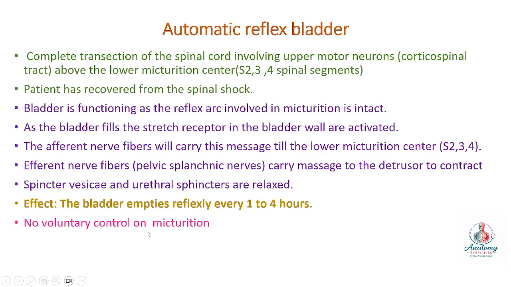There is no voluntary control on micturition. So the bladder is acting automatically, as if it is automated. The reflex arc is intact. So whenever the stretch receptors in the bladder wall are activated, the signal will go to the lower micturition center, and the lower micturition center will send the signal to the bladder wall muscle, the detrusor, to contract, and the sphincter vesicae and urethral sphincter to relax. There is no voluntary control on micturition. This is automatic reflex bladder.